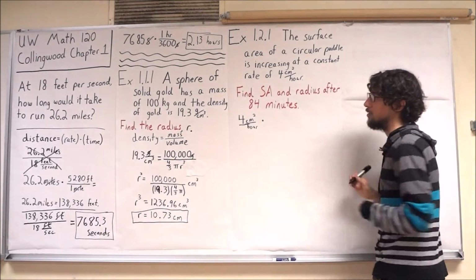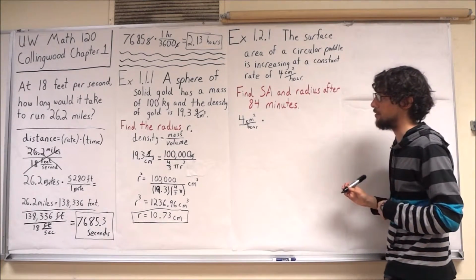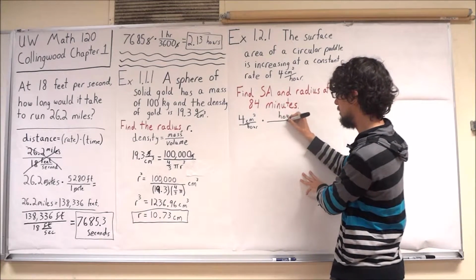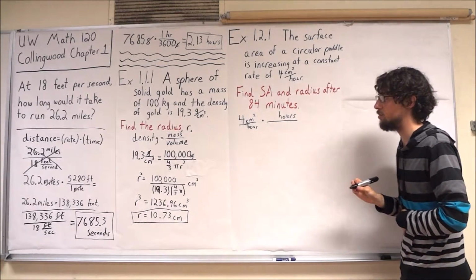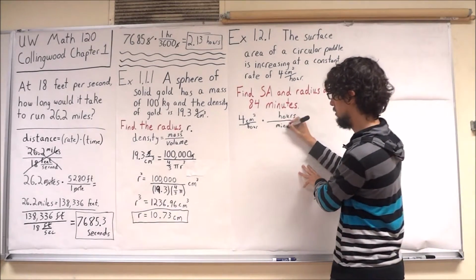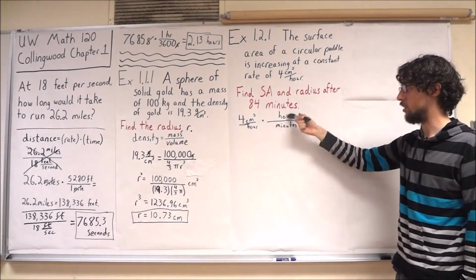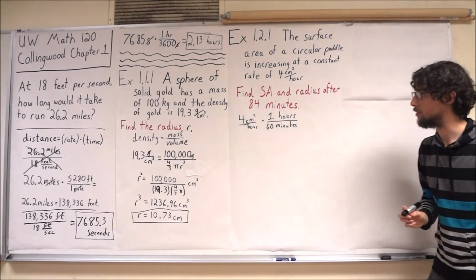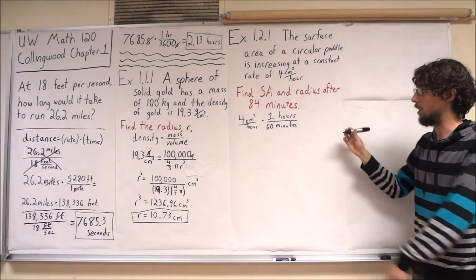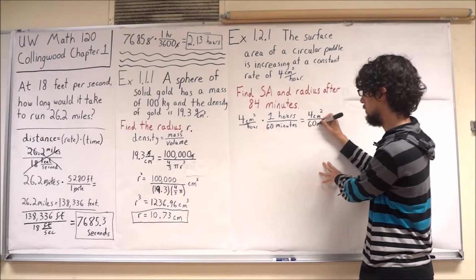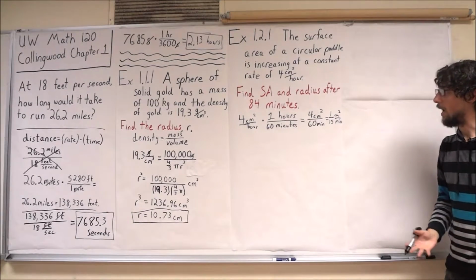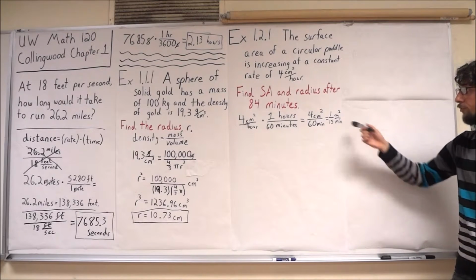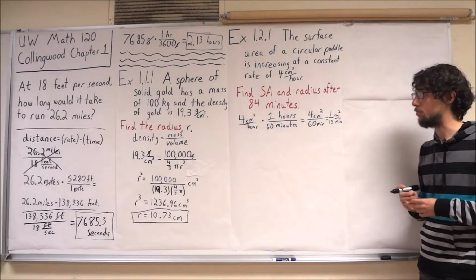Since I have hours in the denominator here, if I want them to disappear, I'll put hours in the numerator. And I want to introduce minutes in the denominator. And I want to make this conversion factor be equal to 1. 1 hour is equal to 60 minutes, so here's my conversion. I have that this surface area is growing at 1/15 of a square centimeter per minute.